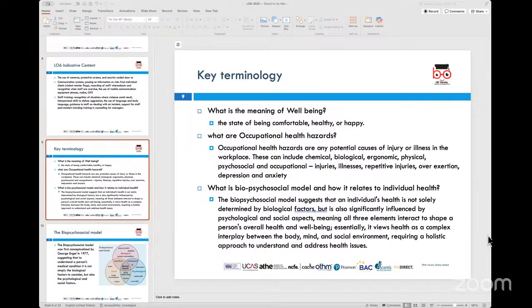So when we talk about mental health, well-being, health and safety, there are various aspects or factors which can affect the health and safety of an individual and the overall well-being of the individual within the place of work. And that is what is discussed in this biopsychosocial model, which was proposed by George Engel.